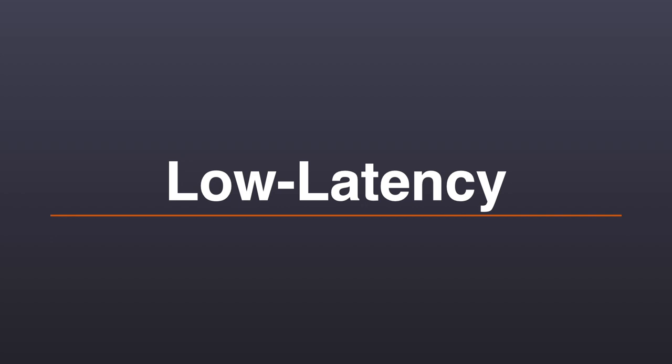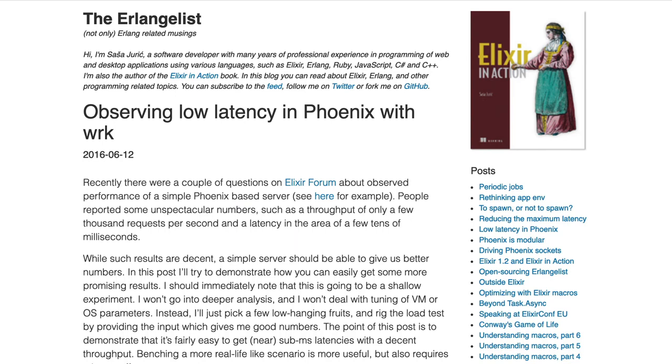Now, the next big word is latency, and I'm not going to go into this too much. Suffice to say that Elixir and Erlang are fast. Here is an article that was posted back in 2016, which did some comparisons of Phoenix versus other popular systems of the day. In this, they observed a throughput of approximately 24,000 requests a second, with a 99th percentile latency below 1 millisecond. It was very fast, and that was great.